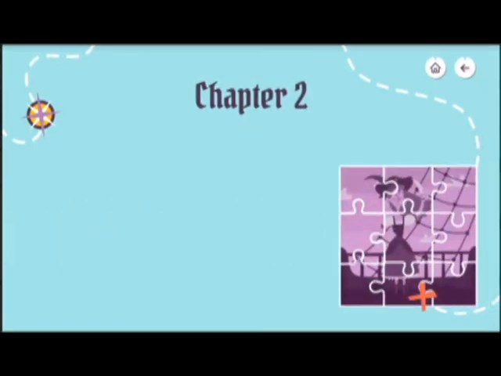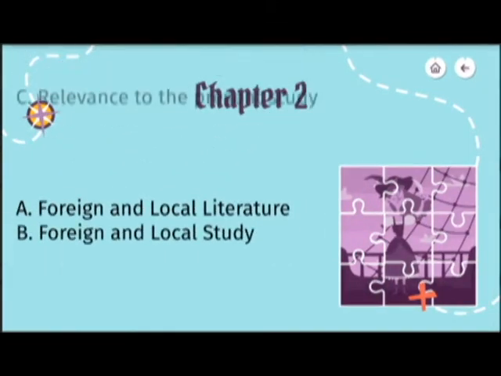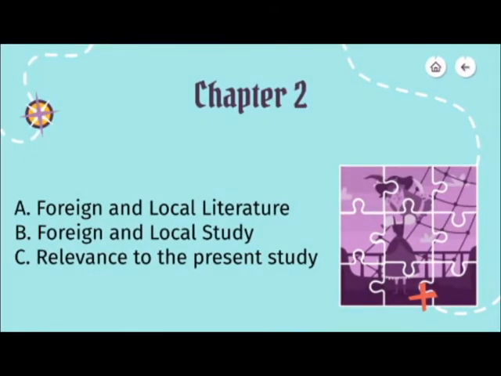Chapter 2. Review of related literatures. This chapter includes foreign and local literature, foreign and local study, and relevance to the study. Foreign literatures are about foreign news, information websites, and articles that give your study great relevance, while local literatures are the same as foreign literatures but are local instead of foreign.